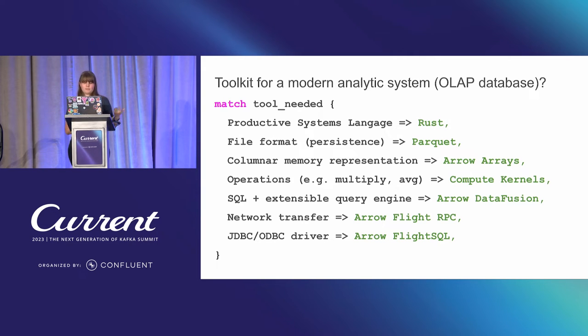For example, we have what we call a Flight SQL connection to Grafana, as well as to things like Power BI. Those are powered by either the Arrow Flight RPC or the Arrow Flight SQL. Basically just different types of transfers.